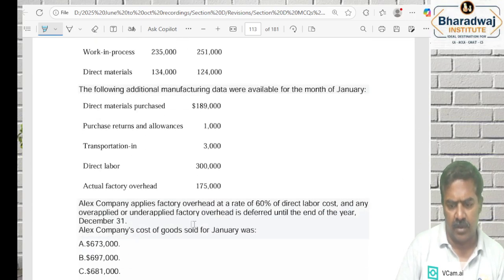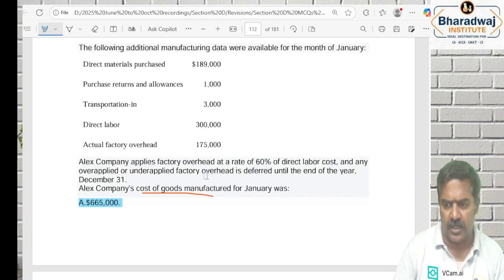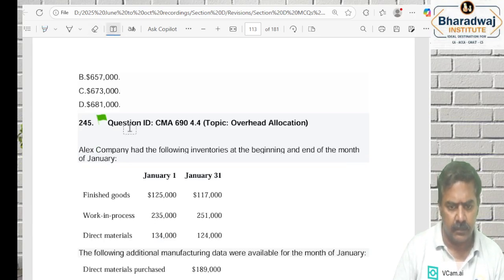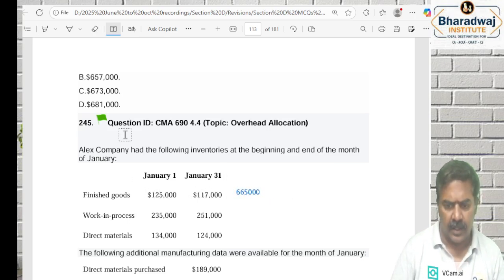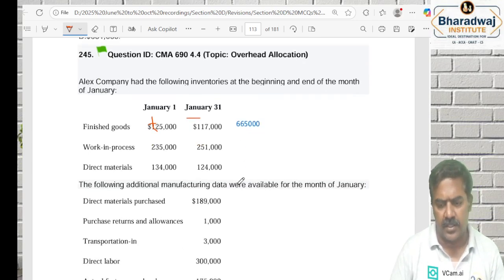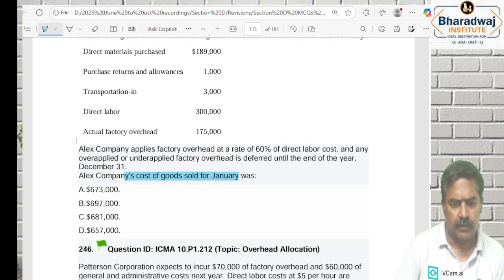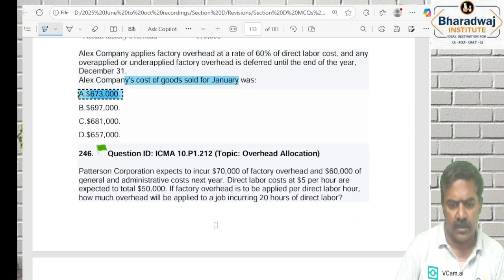Of the same question, they could have asked B, cost of goods sold. Cost of goods sold: add opening finished goods minus closing finished goods. So 6,65,000 plus opening inventory minus closing inventory of finished goods: 6,65,000 plus 1,25,000 minus 1,17,000. How much do you get? 6,73,000 is the cost of goods sold.